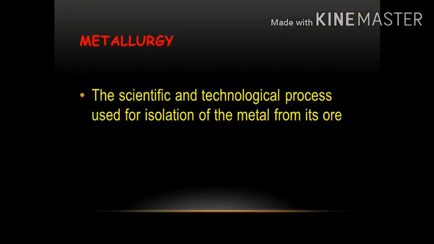How can we define metallurgy? The scientific and technological process used for isolation of the metal from its ore is known as metallurgy. So it includes everything for the extraction and purification of the metal.